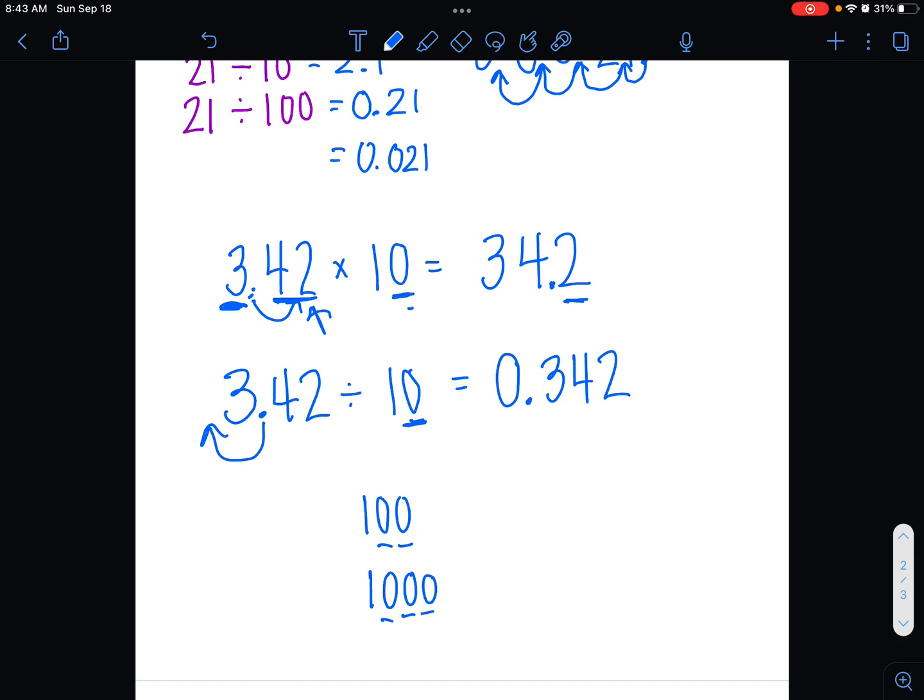If we're multiplying, we move it to the right. Dividing, move it to the left. So there's a little trick for you when multiplying or dividing by ones, tens, or 100s. And this can be used especially when we're thinking about converting between fractions, decimals, and percentages when we're thinking about the place value there. Hope this strategy helps.